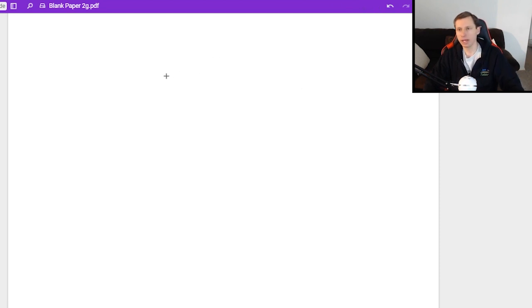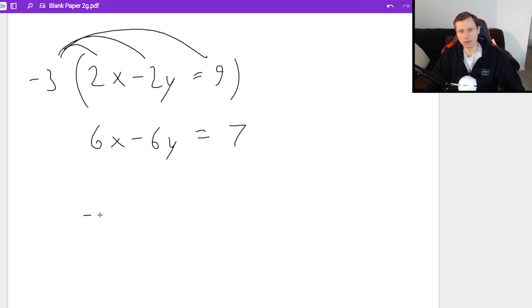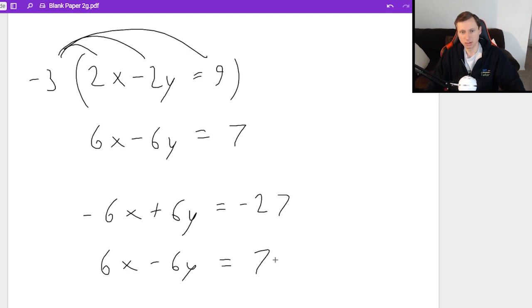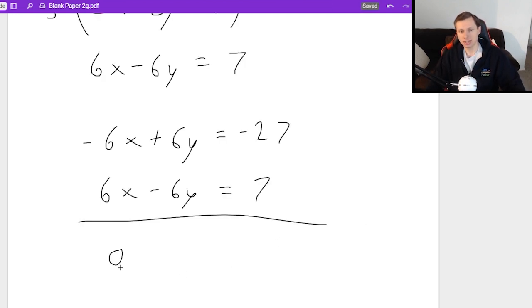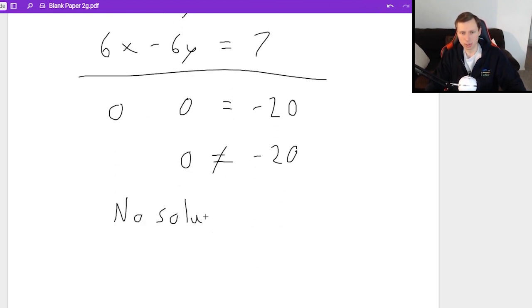And then for the scenario where we get no solution, that would be something like this. 2x minus 2y equals 9, and 6x minus 6y equals 7. For this one, I'd multiply the top equation by -3 to all three terms. That would give me -6x plus 6y equals -27. And then the second equation stays the same, like that. And then when I add these two together, I get 0x plus 0y equals -27 plus 7 is -20. 0 does not equal -20. This is when you get no solution.